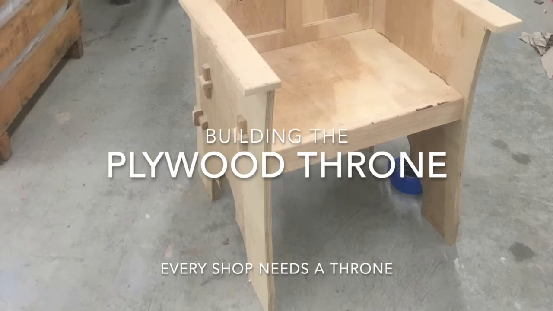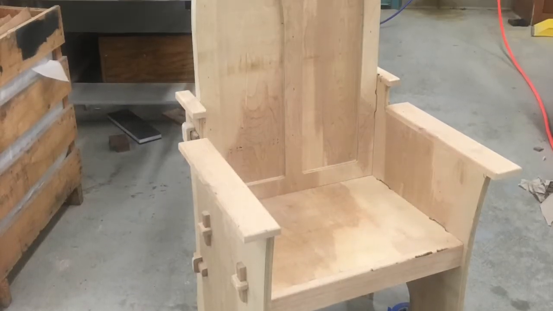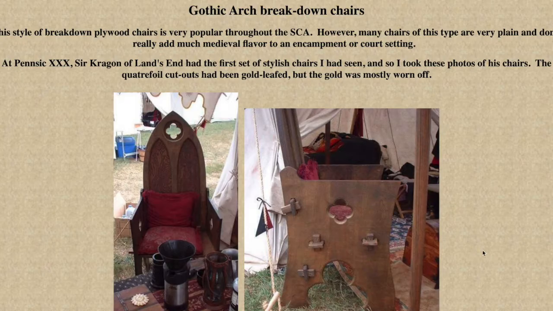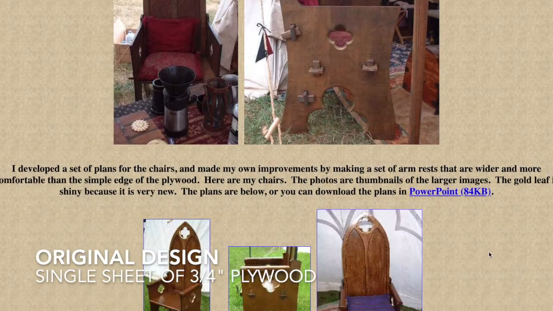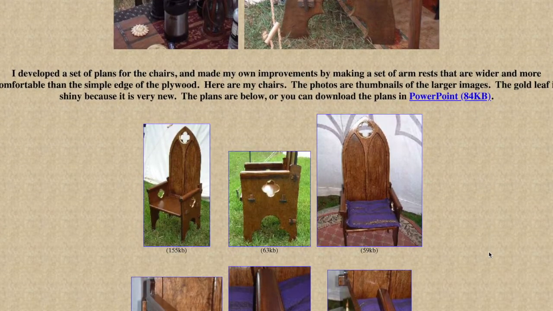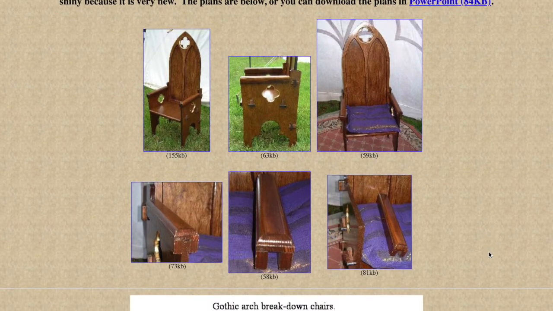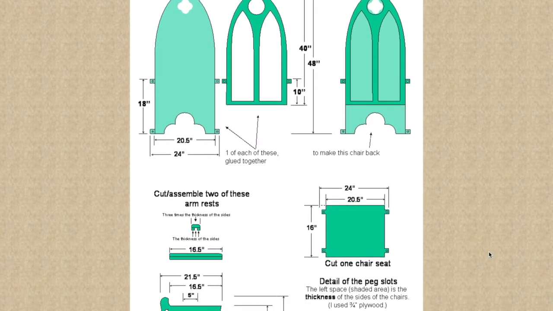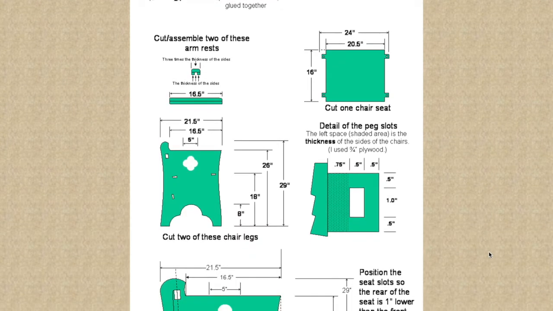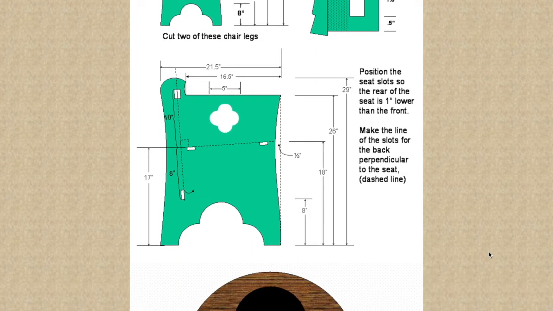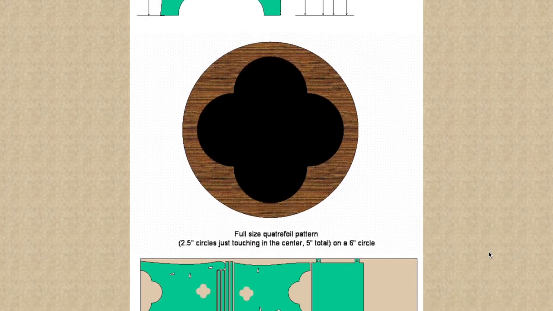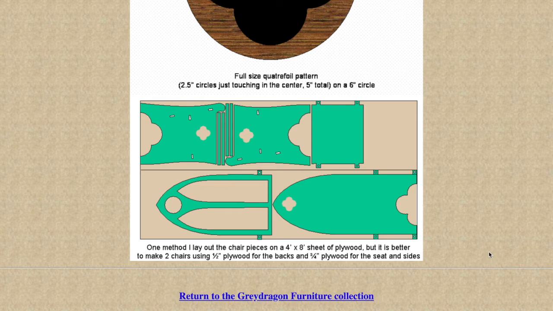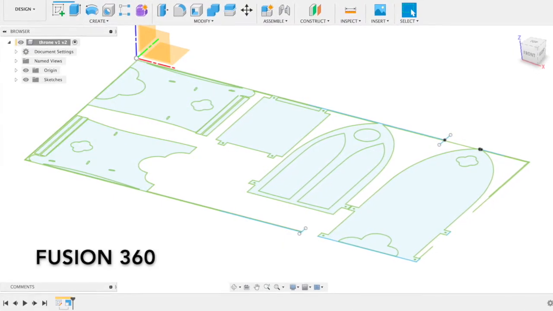A while back, I was asked to build a throne for a Relay for Life event, and because the timeline was short, I decided I'd look around the internet and see what I could find. And I happened across a design for a throne that was made out of a single sheet of plywood. The original builder had a lot of detail on his website, including all the dimensions and his layout for his 4x8 sheet of plywood. And I thought, wow, we should be able to get this done pretty quick.